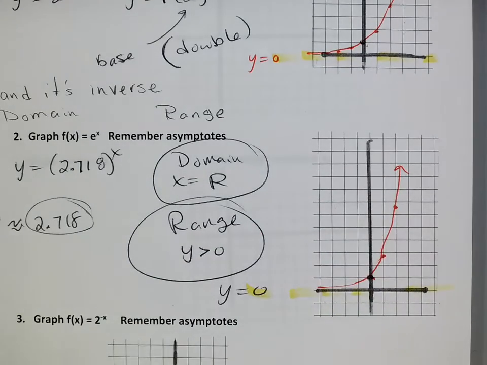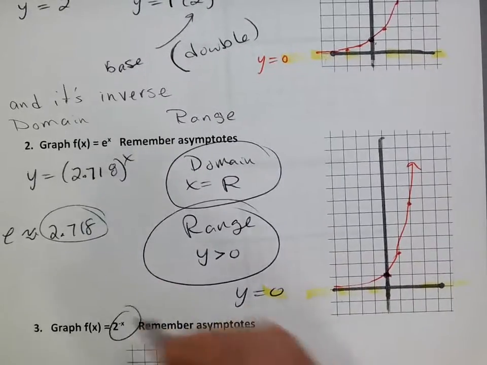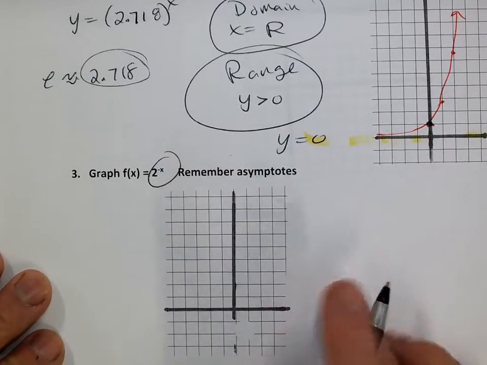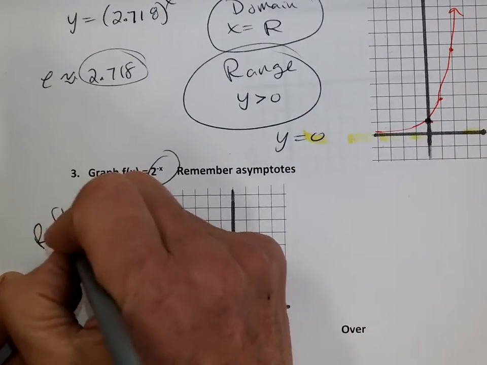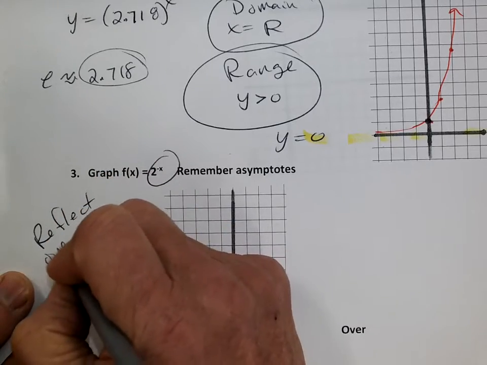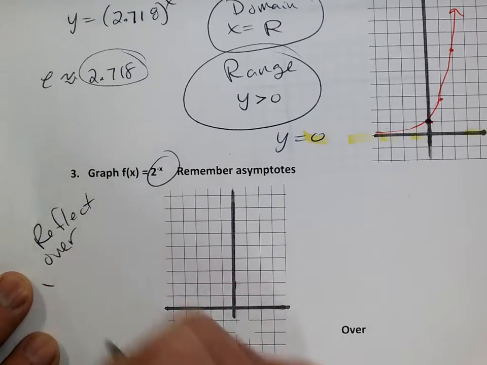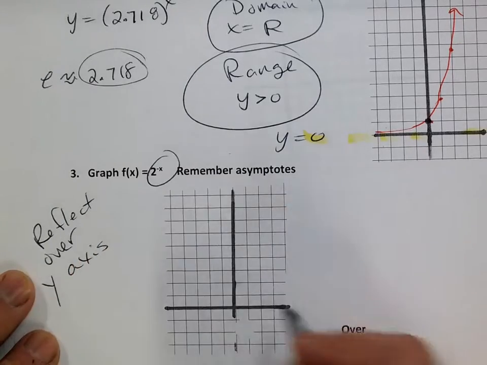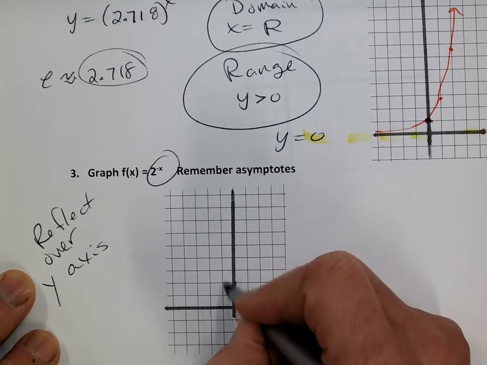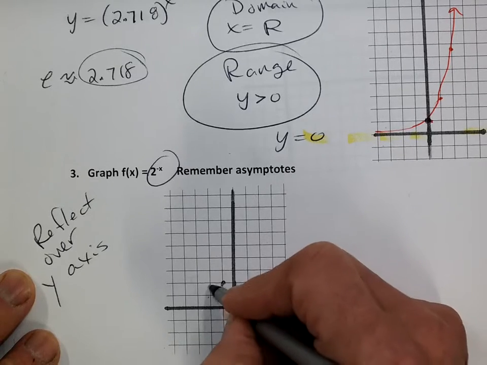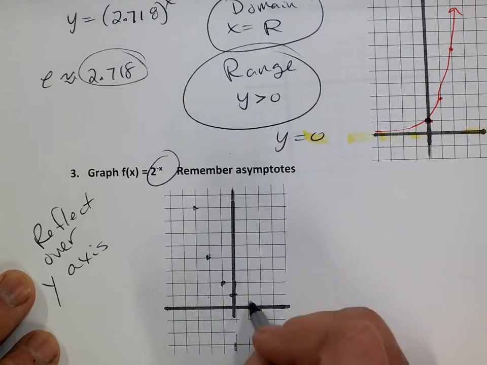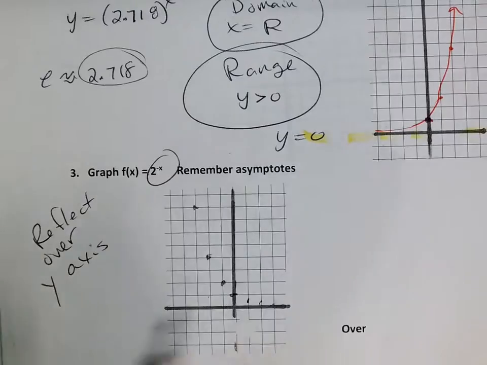Now, y equals 2 to the negative x, because of the negative, see, it's got a negative in there, it's just going to be a reflection over the y-axis. Oh, that's not true, I said x, over the y-axis, my bad. So it's going to look like this. 1, 2, 3, 4, 5, 6, 7, 8, okay, and this one is going to be decay.